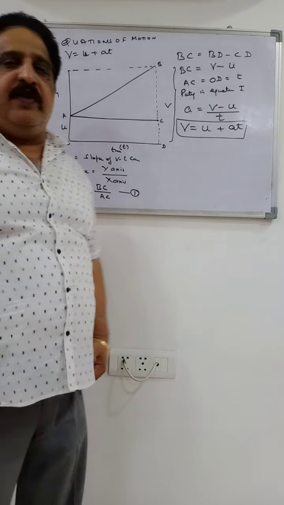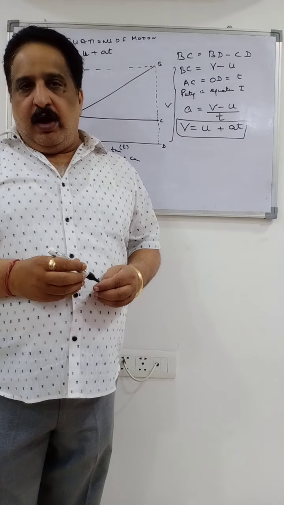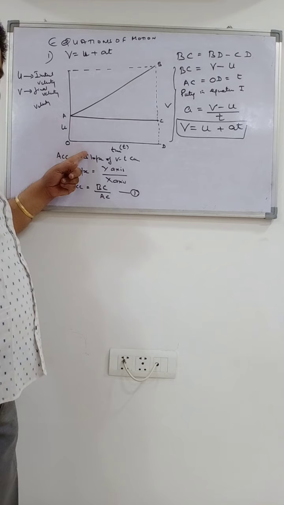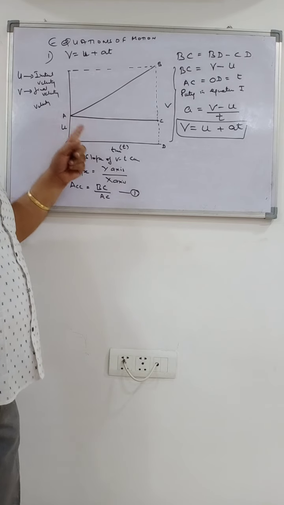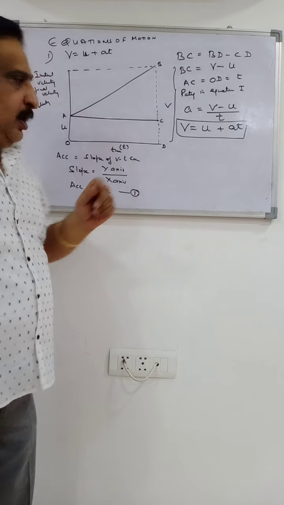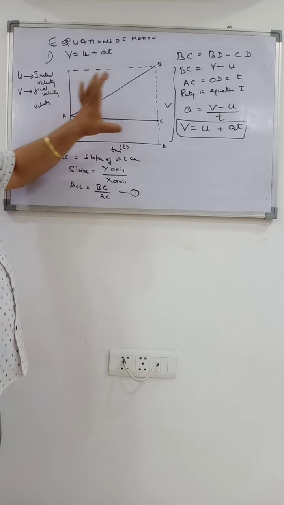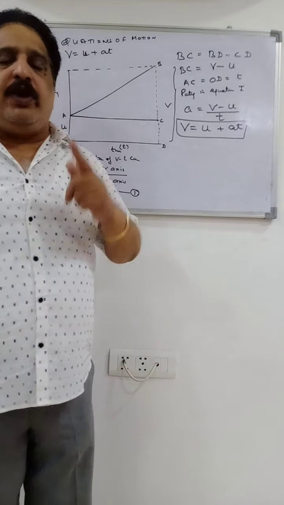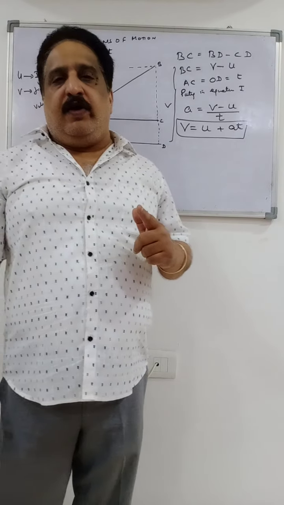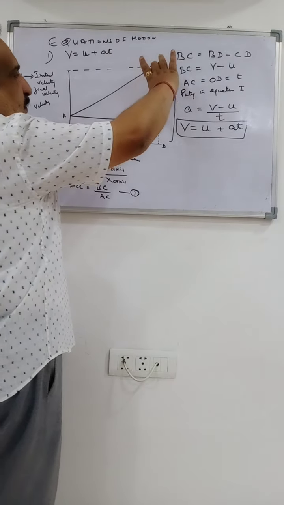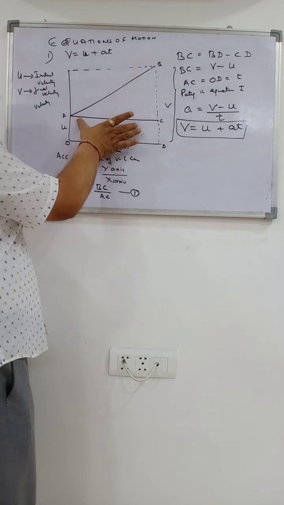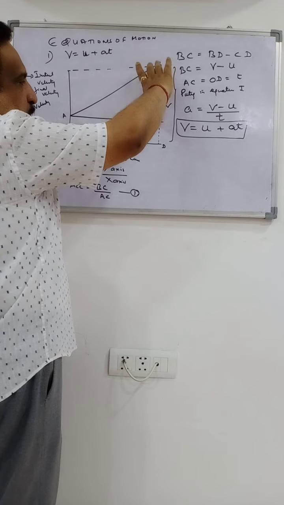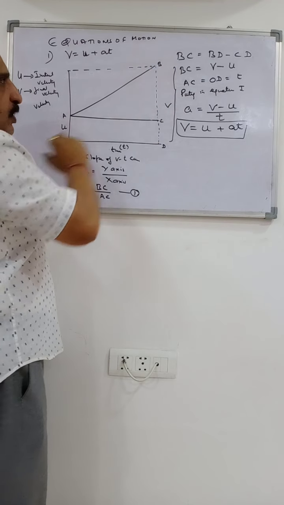This is the first derivation, a very simple one. How to derive this equation? Consider a velocity time graph like this, which indicates uniform acceleration. Let U be the initial velocity, let V be the final velocity. Now what is acceleration? Acceleration is equal to the slope of the curve. Slope of this curve is this upon this. This is BC. This is AC. What is BC equal to? BD minus CD.